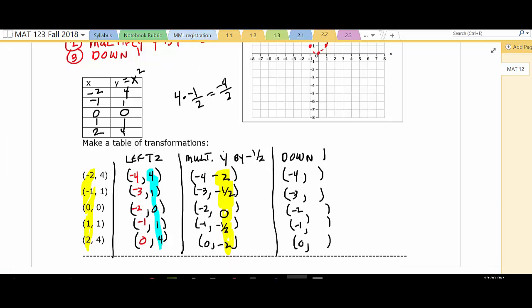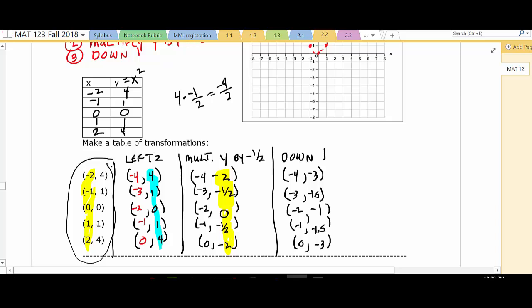Okay, so where does the -2 go if it goes down 1? Where does it end up? -3. How about -1/2 down 1? -1.5. Okay, you can even put -1.5 if you want to. How about 0 down 1? -1. -1/2 down 1. -1.5. -2 down 1. -3.